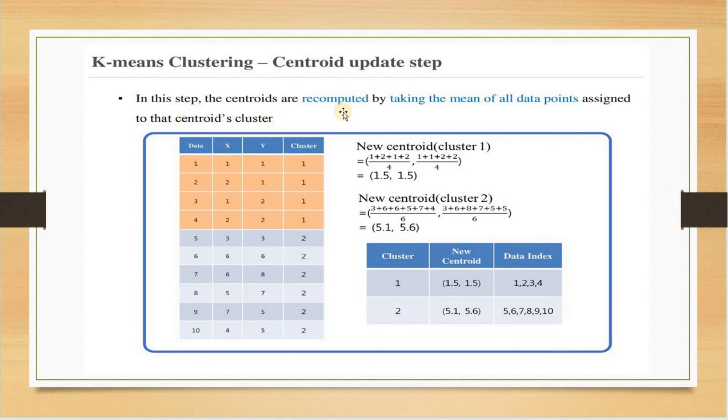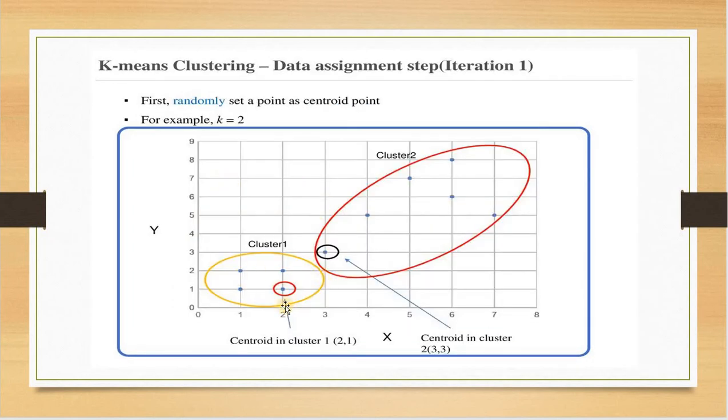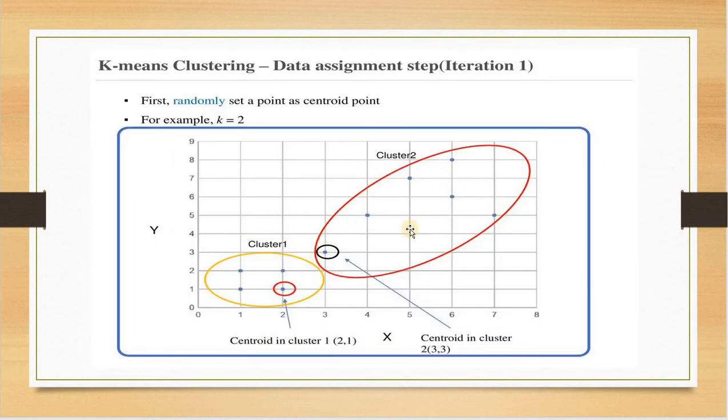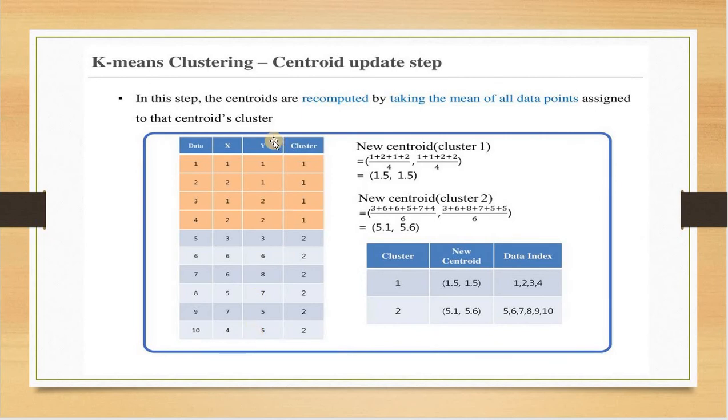In this step the centroids are recomputed by taking the mean of all data points assigned to that centroid's cluster. Now from this table, in the first cluster, these 4 points 1, 2, 3, 4 are given here, and the 6 points remaining in cluster 2 are over here, right? So this is cluster 1 and this is cluster 2.